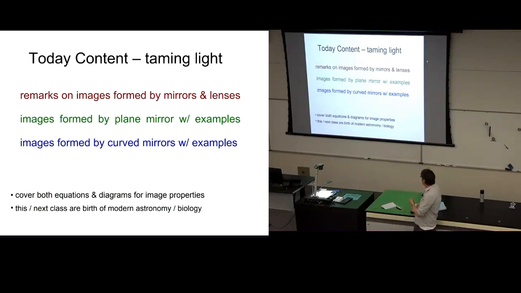And then, third bullet, we'll talk about images formed by curved mirrors. Again there, we'll talk about the properties, the characteristics of the images formed by curved mirrors. We'll look at equations that describe the images formed by curved mirrors, and we'll learn how to ray trace, make drawings, sketches of the images formed by curved mirrors. So this is the plan for today.